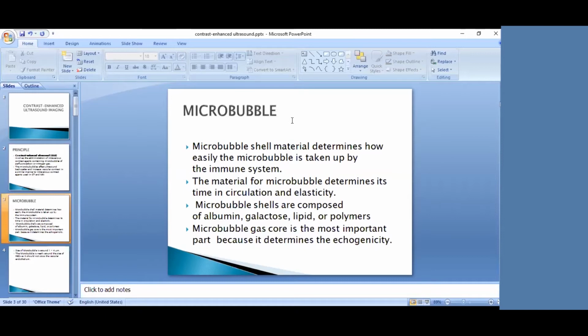Microbubble gas core, now the core, the center material, is formed by a gas. Okay, so the gas core is the most important part because it determines the echogenicity. Now the most important part is the core material, the central material, because it will determine the echogenicity. Okay, while the shell material determines how this microbubble will be taken up by the immune system, it being a foreign particle, and also determines the time in circulation and elasticity.